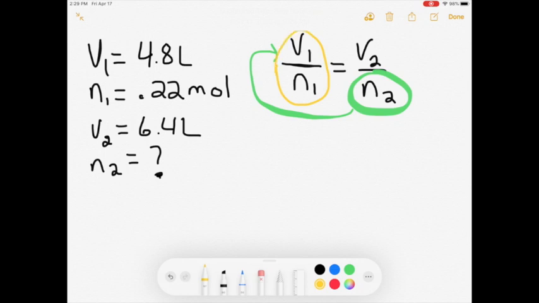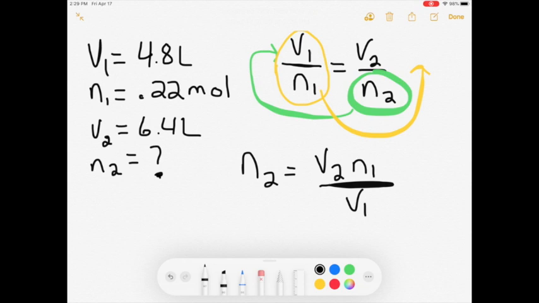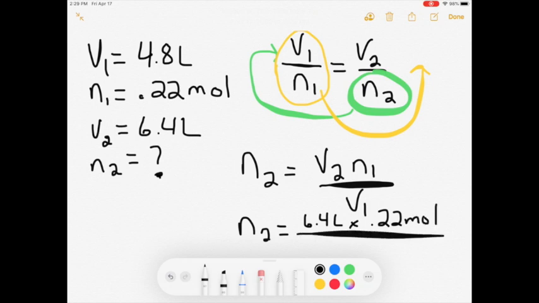We're going to move both of these over here, but we're going to switch them. So you're going to get N2 is equal to V2 times N1 divided by V1. So N2 is equal to 6.4 liters times N1, which is 0.22 moles, divided by 4.8 liters. Liters cancels, and we get N2 is equal to 0.29 moles. But that's not our answer.